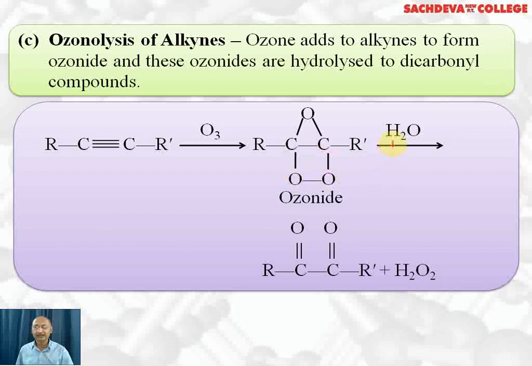Now this reacts with zinc and water and results in the formation of diketone. Here the bond breaks like this. This oxygen is taken by water to form hydrogen peroxide. Here the bond breaks, this changes to double bond, this changes to double bond, and we get diketone. So zinc and water is better for this second reaction.